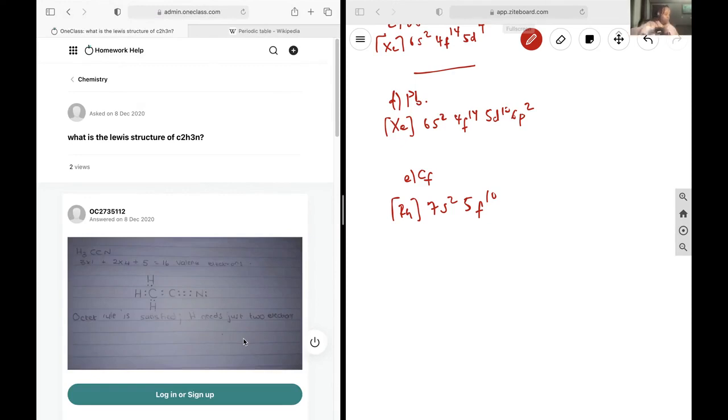Okay, next up we would like the Lewis structure of C2H3N.